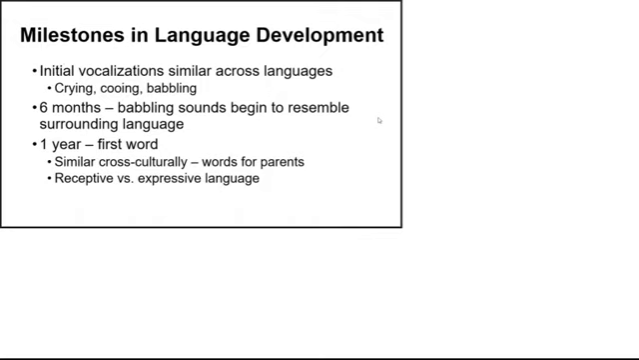And so at about a year of age, we start seeing our first real words. And we get a lot of cross-cultural similarity here, where the first word is almost always the name for their parents, because that's usually what they hear the most. Parents are usually saying mama, mama, and dada at the children to try and get them to say that. So that's going to be one of the first things that they can say because they hear it so often.